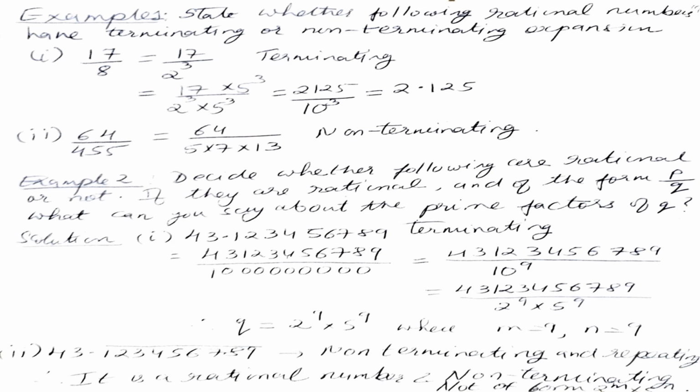Next one is 64 upon 455. It is 64 upon 5 into 7 into 13. So the denominator is not in the form of 2 raised to m into 5 raised to n. So it has a non-terminating decimal expansion.